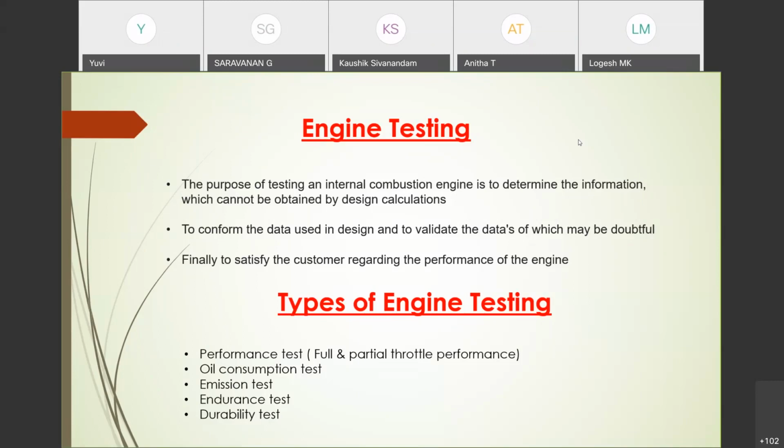In case the engine fails in between, we will remove the engine from the test bed and send it to the concerned department for teardown analysis. So this is about engine testing.